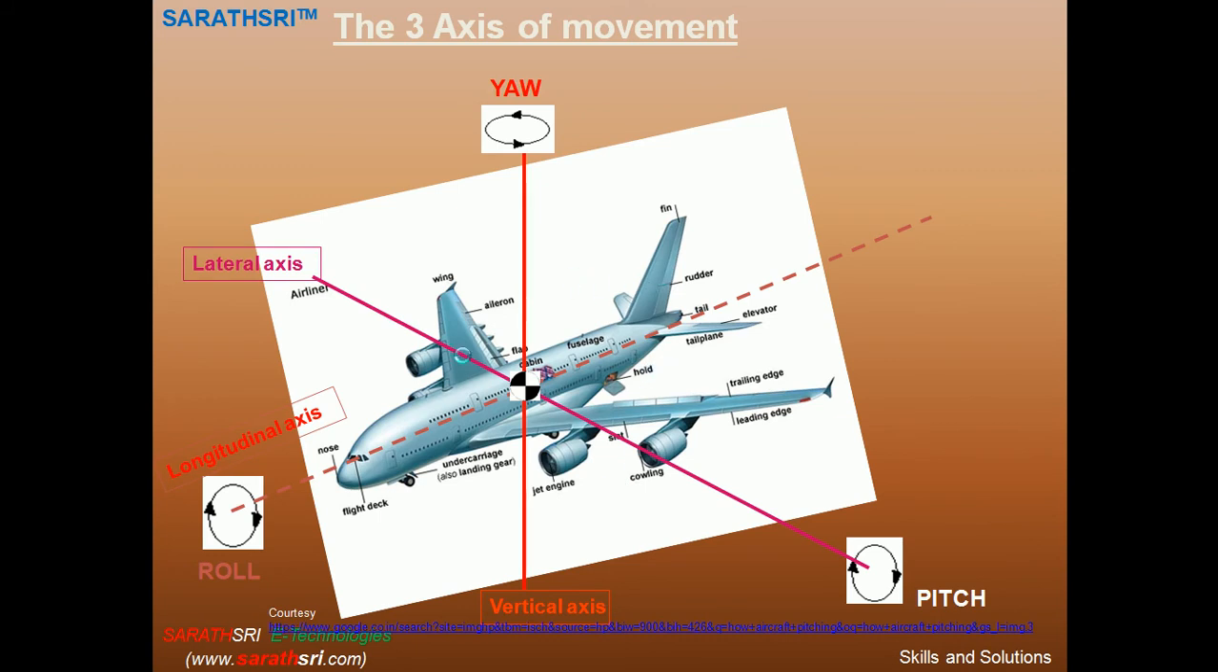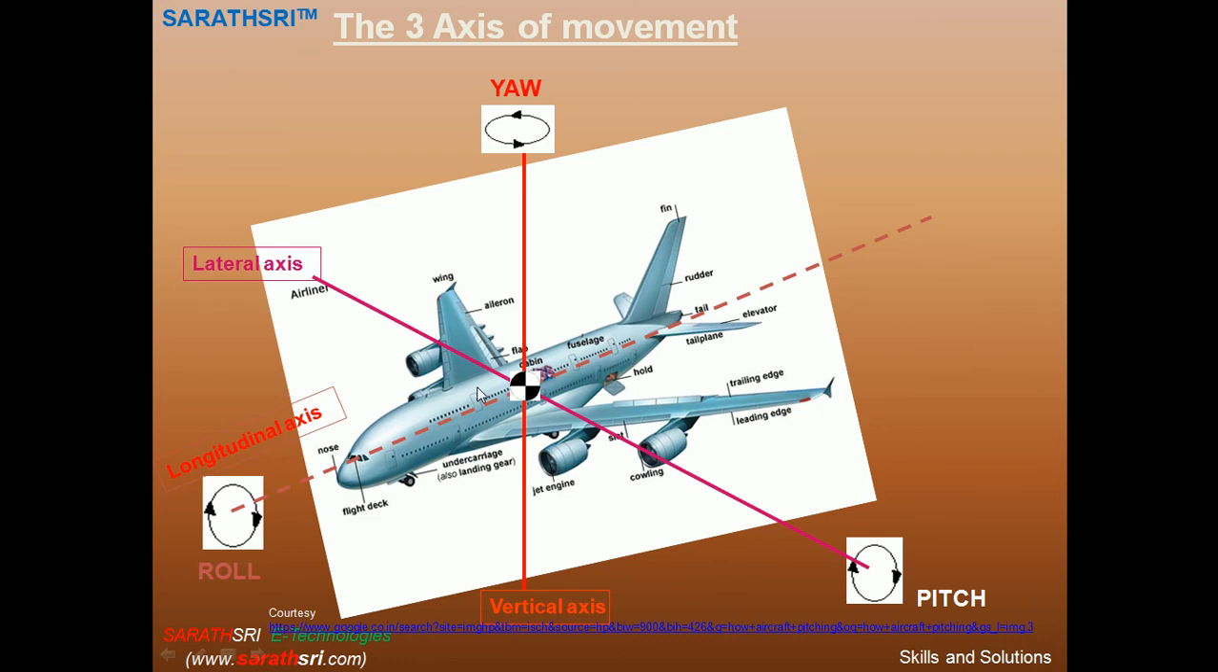As per the aircraft, there are three axes of movement. This is the standard aircraft configuration. There are different parts like fuselage, aileron, wing, fin, rudder, elevator, aileron, and engines. This is the longitudinal axis, this is the lateral axis, this is the vertical axis. Movement about the longitudinal axis is responsible for roll. Movement about the lateral axis is responsible for pitching. Movement about the vertical axis is responsible for yaw, that means turning to either side.